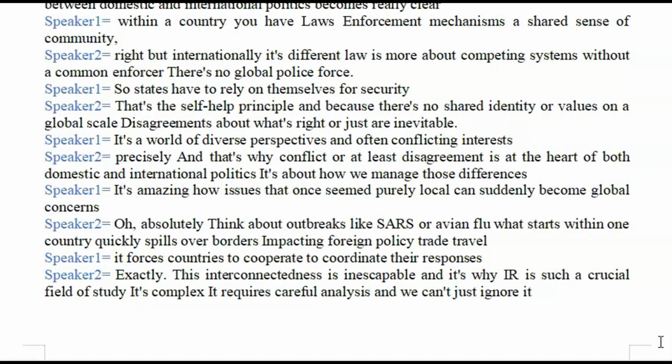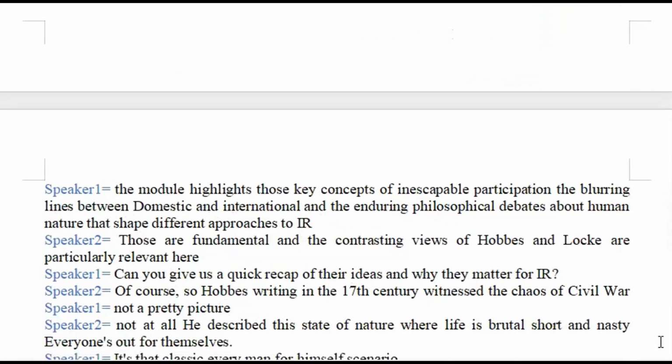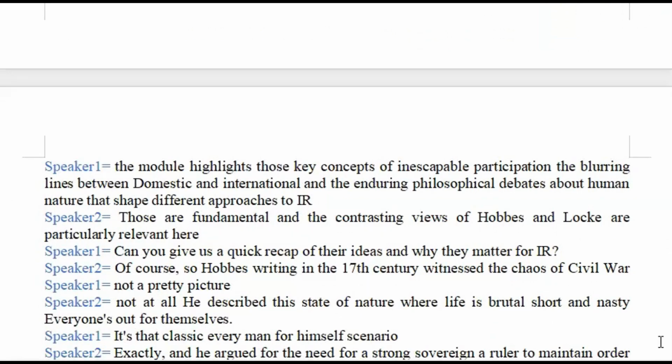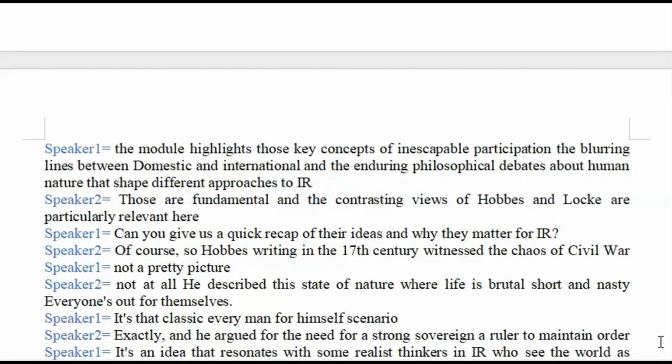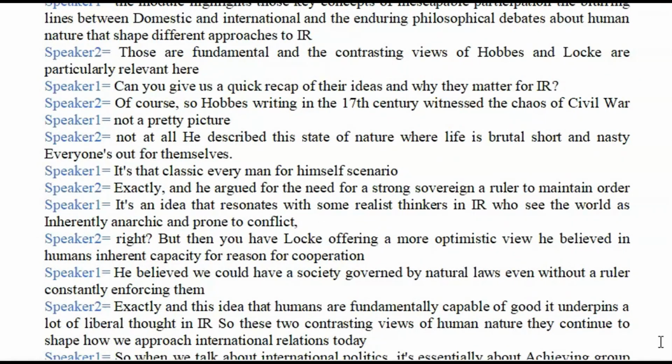The module highlights those key concepts of inescapable participation, the blurring lines between domestic and international, and the enduring philosophical debates about human nature that shape different approaches to IR. Those are fundamental, and the contrasting views of Hobbes and Locke are particularly relevant here. Can you give us a quick recap of their ideas and why they matter for IR?